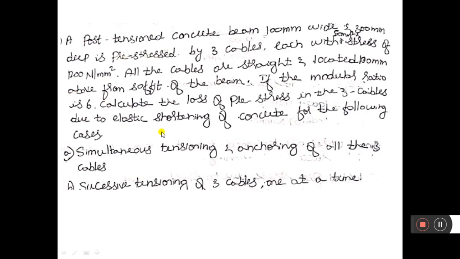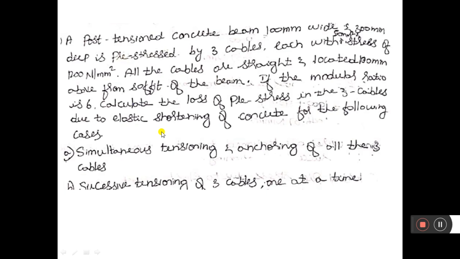Yes, in this question, the member is a post-tensioned concrete beam. So the cross section of the member is 100 mm by 300 mm. The member is provided with three cables, and cross section area of each cable is 50 mm square, and each cable is prestressed by a stress of 1200 Newton per mm square. All the three cables are located at a distance of 100 mm above the soffit of the beam.